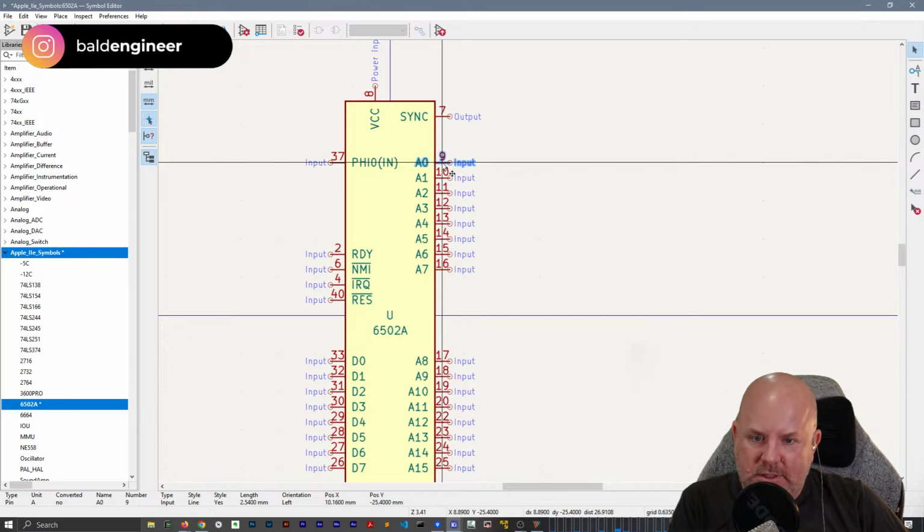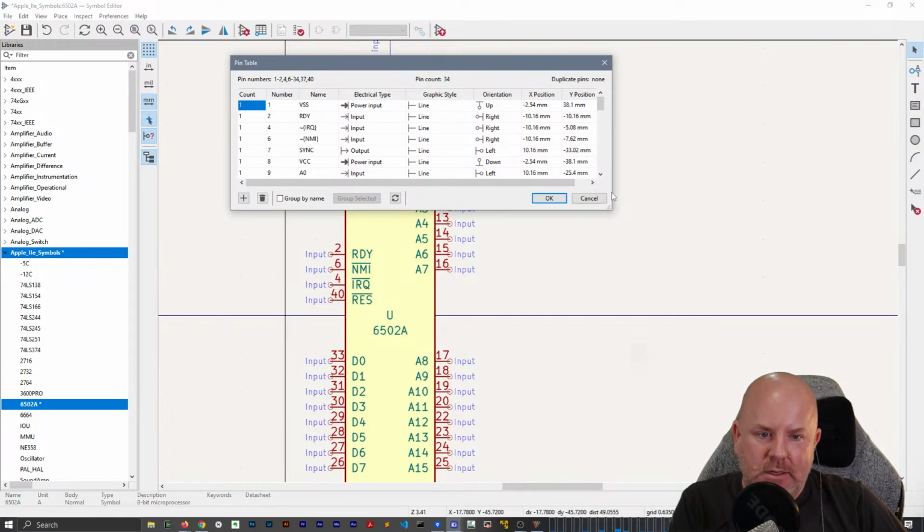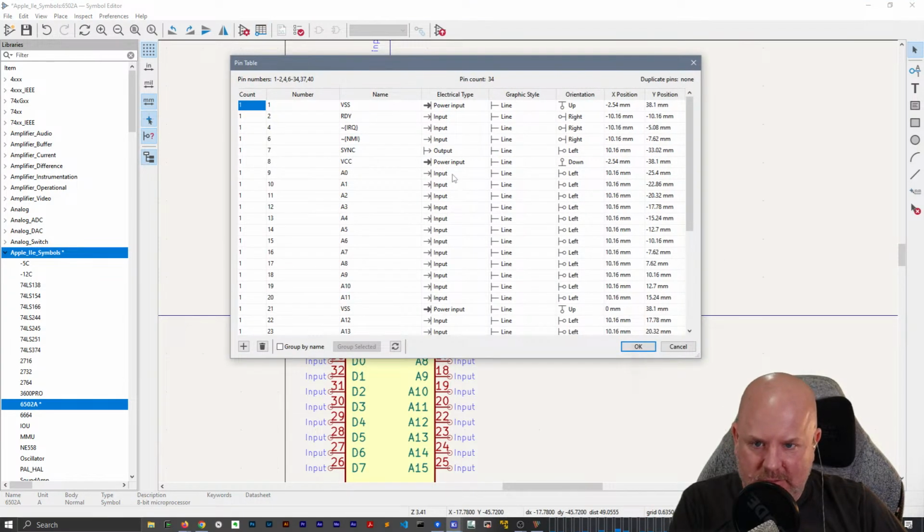So let's see now. Address. Okay, so now I'm going to go into the pin table, which I probably should have done in the first place because it's a little bit easier. So address is going to be output because microcontrollers are very bossy. They always tell everything where to go.